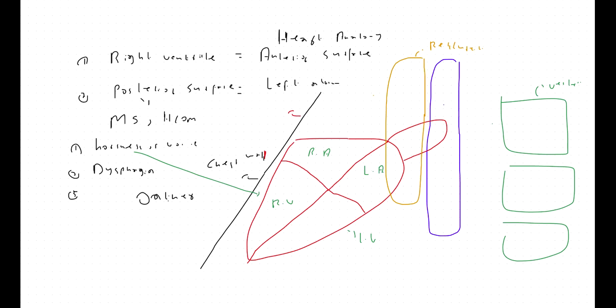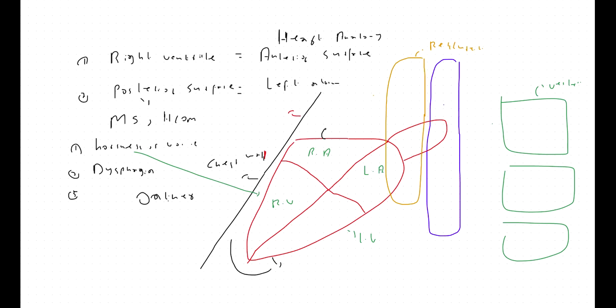Now coming to the apical surface, the apex is formed by the left ventricle, or I will say the lateral surface is formed by the left ventricle. The medial surface is formed by the right atrium. The right atrium forms the medial surface of the heart. Okay, now coming to the inferior surface.